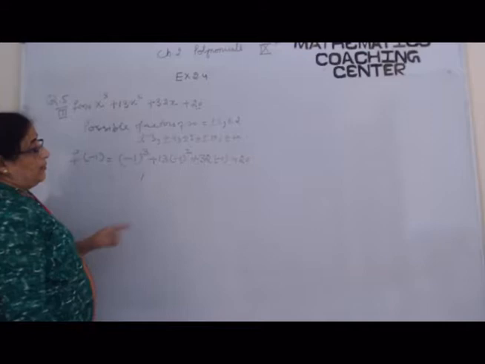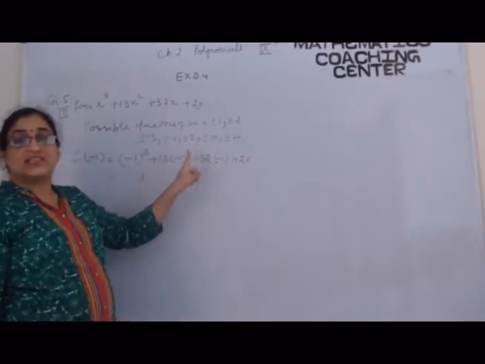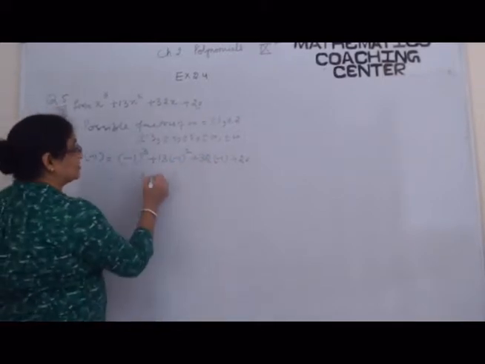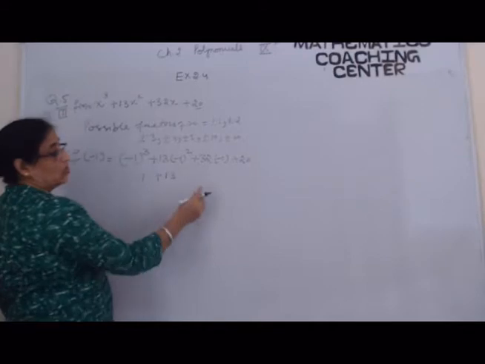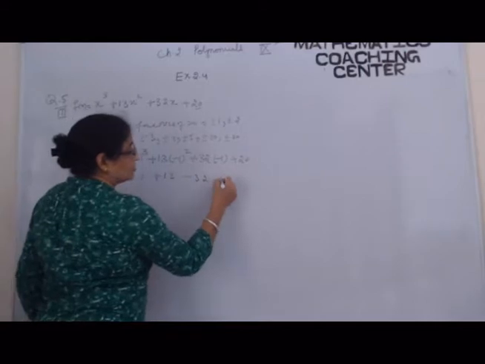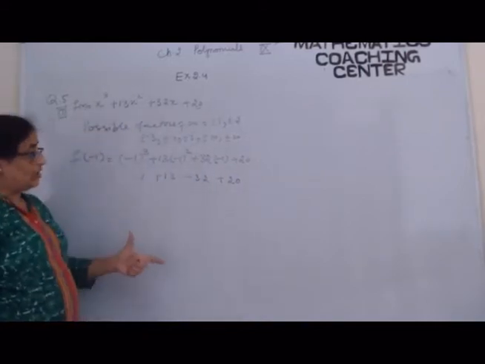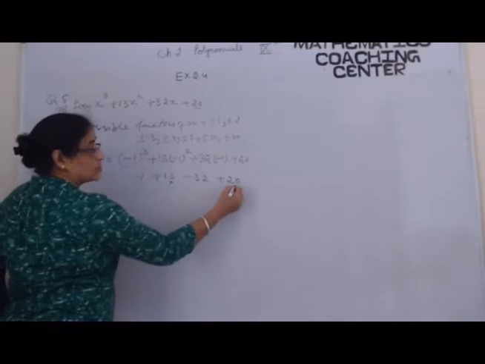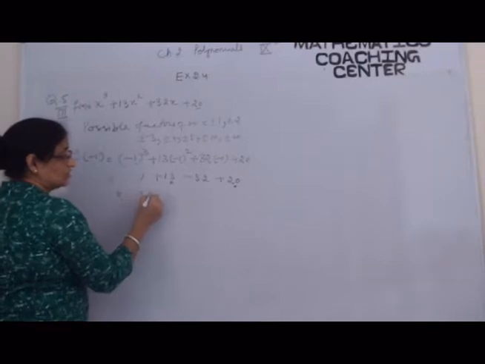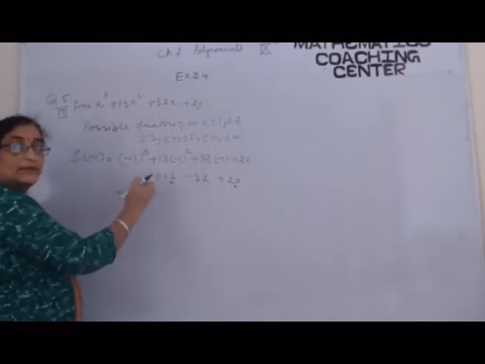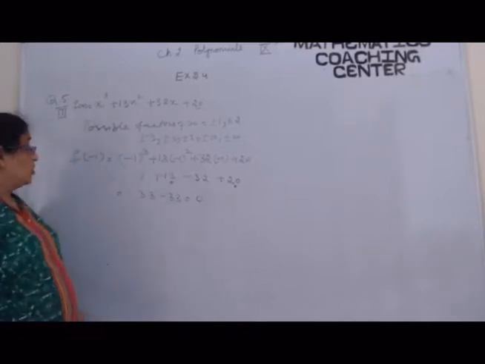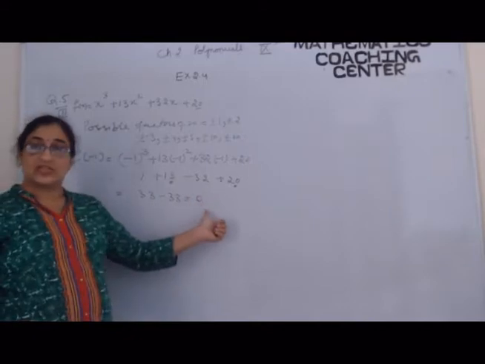Now minus 1 raised to power 2, its power is even, so its result is positive. Then it is plus 13. Now 32 multiplying by minus 1 is minus 32, and this is plus 20. Okay, now minus 1 plus 13 plus 20 is plus 33. Now this is minus 32 and minus 1, it is minus 33. So plus 33 minus 33 is equal to 0.